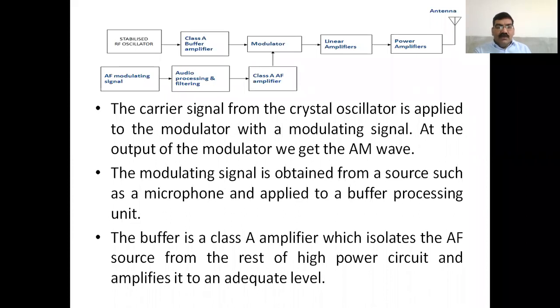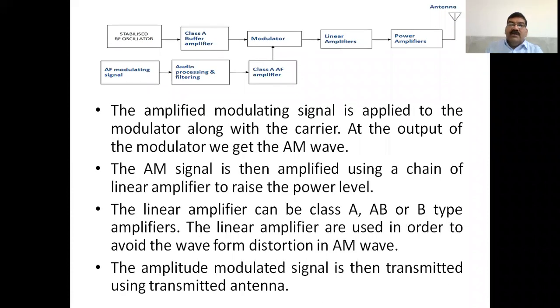The buffer is a class A amplifier which isolates the AF source from the rest of the high power circuit and amplifies it to an adequate level. Here, why do we require the isolation? The further circuitry is high power, and here it is low power, so to protect it. Loading effect is another thing. So this isolation is provided by this amplifier. Okay, next.